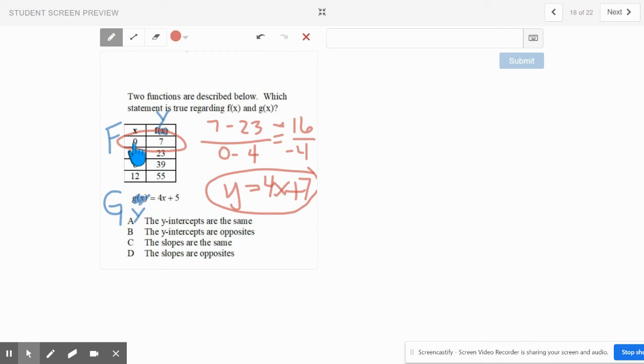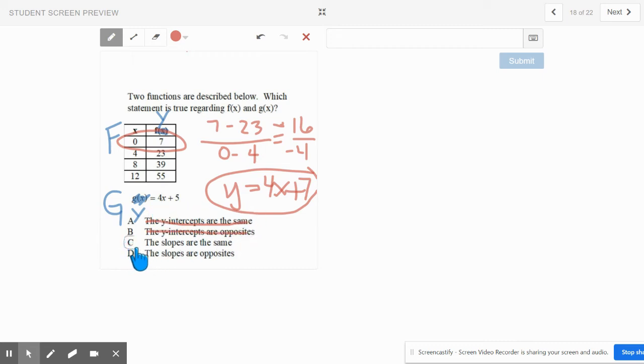And let's make sense of it. If I plug in 0 for x, 4 times 0 is 0. But they're telling me y must be 7, so obviously I have to add 7. So here's my equation. Look at them both. What do I know? Are the y-intercepts the same? No, this is 5, this is 7. Are the y-intercepts opposite? No, this is 5, this is 7. Are the slopes the same?